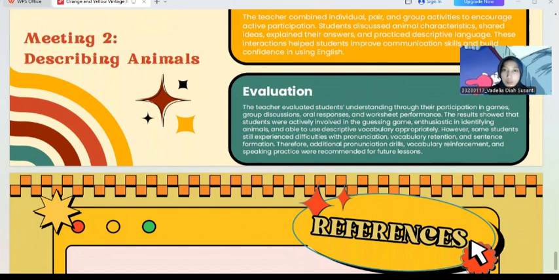The result: students became more enthusiastic and actively involved during the lesson. Although some students still experience difficulty with pronunciation and vocabulary, overall their speaking and writing performance improved.